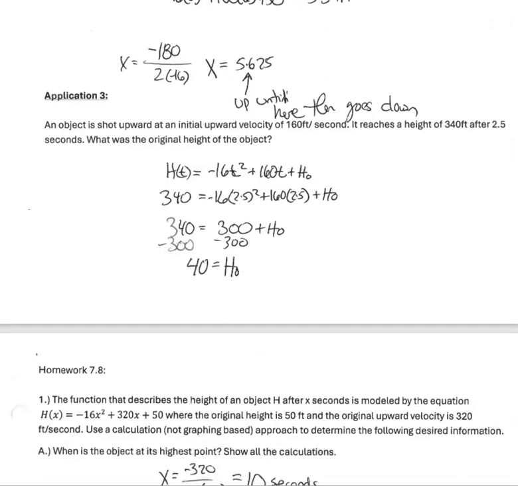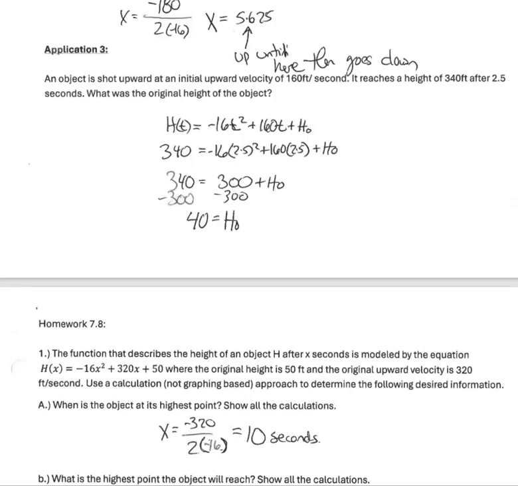Next one, the application. It says an object is shot up with initial upward velocity of 160 feet per second. It reaches a height of 340 feet after 2.5 seconds. What was the original height? So when you get something like this, you write out the equation or the formula and you put everything you have in and hope you only have one missing part. In this case, you can see the equation is negative 16t squared plus 160t plus h of 0. H of 0 just means original height, height at time 0.